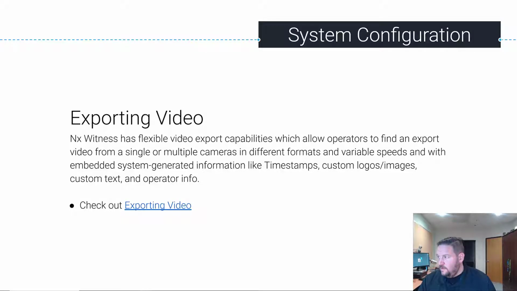All right. So final video for training here, right? Unless we decide to add some more. The final video for training is talking about exporting video. So you've set up your system. You got everything running. Created all your rules, right? Something happened. Use the search tools to find the video that you want.